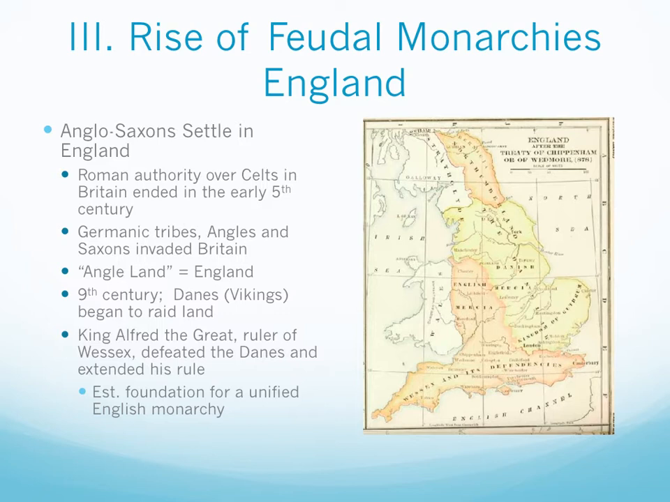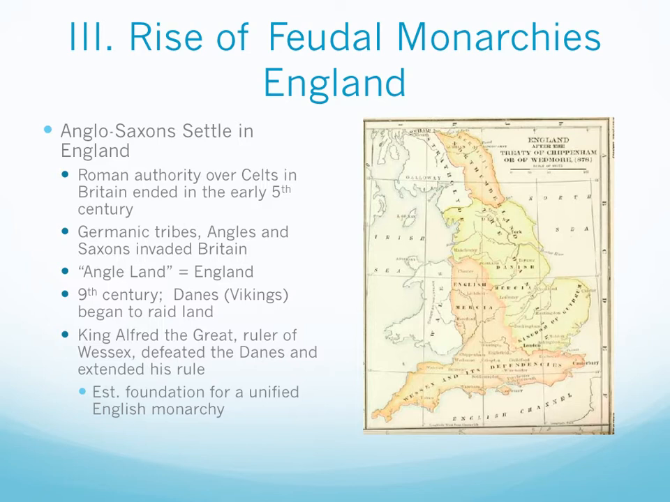You have Germanic tribes, so it's just mirroring everything that's been going on in Europe that we've talked about before. You have Germanic tribes, the Angles and the Saxons, invading Britain. Remember when we talked about the fall of the Roman Empire and all these different tribes going to different areas. The Angles and the Saxons invade Britain, and it becomes Angleland, and that's where you get England from.